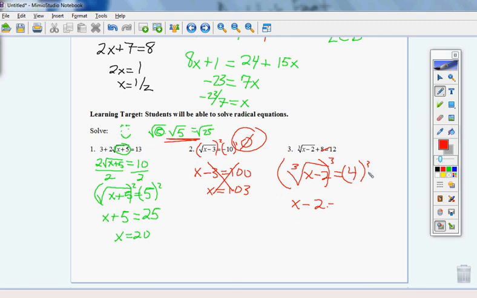Okay, so 4 cubed, 4 times 4 is 16, times 4 is 64. So we actually get, when we add 2 to both sides, x equals 66. And if you plug it in, 66 minus 2 is 64. Cube root of 64 is 4, plus 8 is 12, and it also makes you happy.